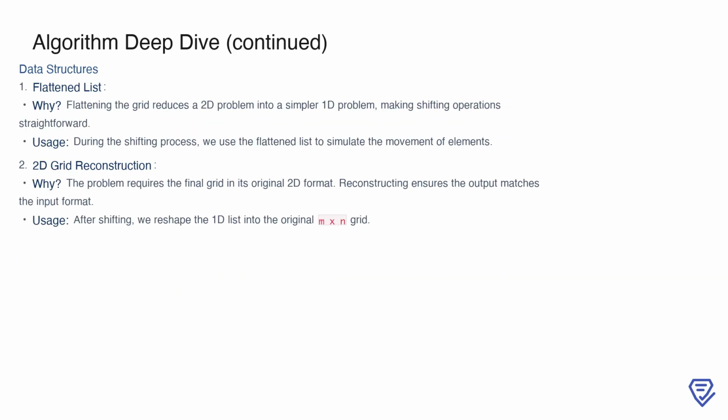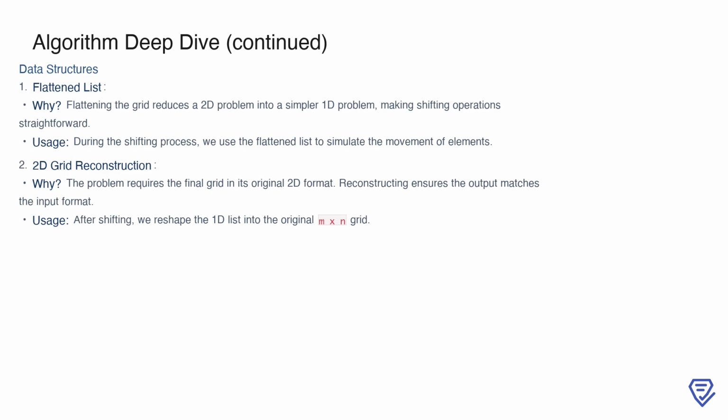The data structures used in this approach are straightforward but crucial. First, the flattened list is a key component. Flattening the 2D grid into a 1D representation reduces the complexity of the problem, allowing us to handle the elements as a simple sequence. This makes shifting operations much easier to implement.